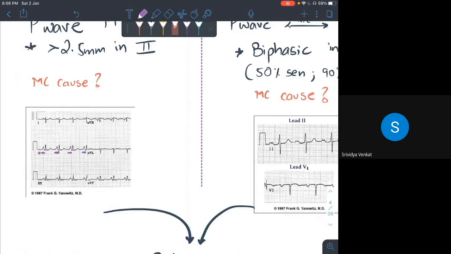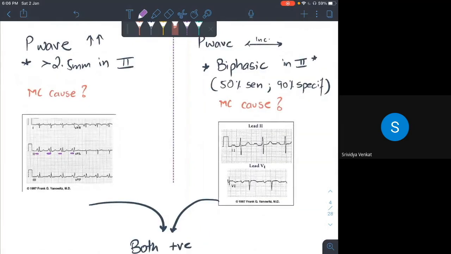Now, can somebody tell me which is the most common cause of right-sided atrial enlargement? There are a lot of them, but just one. Eventually, it comes down to just one mechanism. Which one do you think it is? Mitral stenosis. That's left. You're talking about the right.